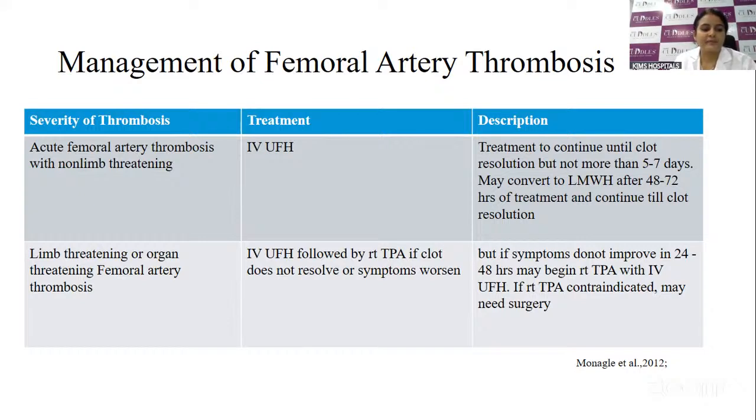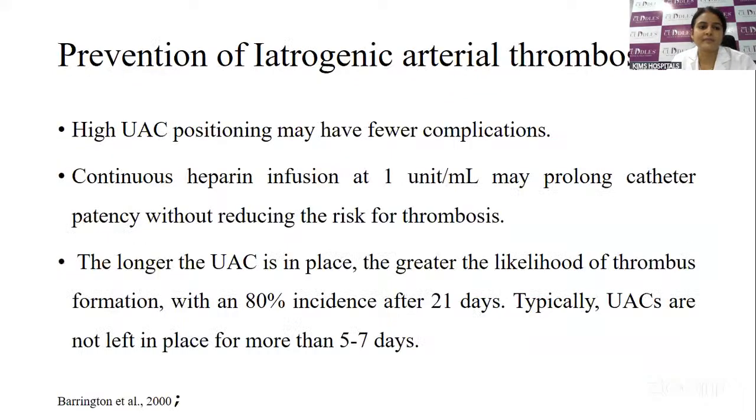If there is any limb threatening or organ threatening femoral artery thrombosis, we have to start with IV unfractionated heparin, followed by recombinant tissue plasminogen activator if the clot doesn't resolve or symptoms worsen. If the symptoms do not improve in 24 to 48 hours, we may begin recombinant tissue plasminogen activator with IV unfractionated heparin. If recombinant tissue plasminogen activator is complicated, then they need surgery for the femoral artery thrombosis.